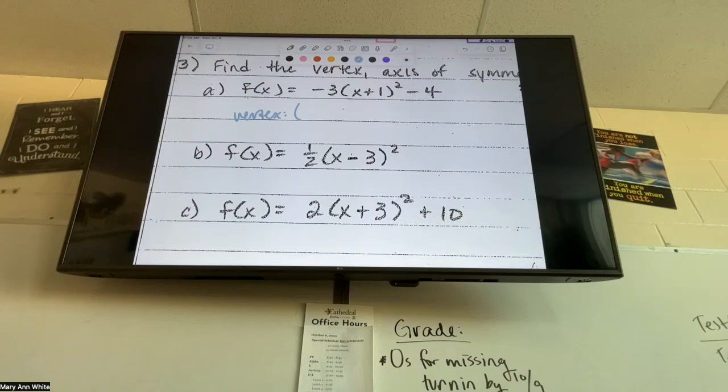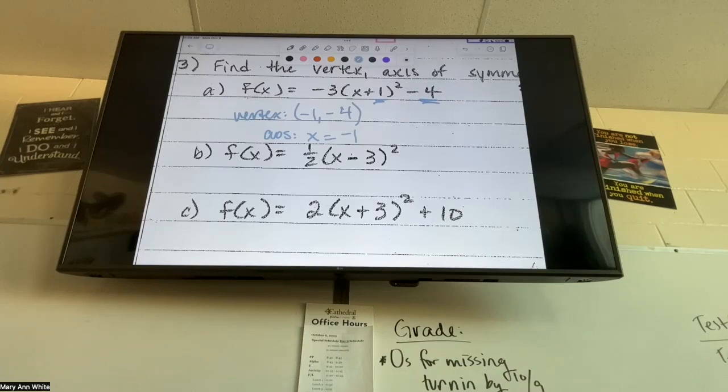Sorry, what was it? -1, -4. So you just look at your H and your K, switch signs of your H, keep the same sign as your K. That being said, what's my axis of symmetry? X equals -1. That H value that we've got there.